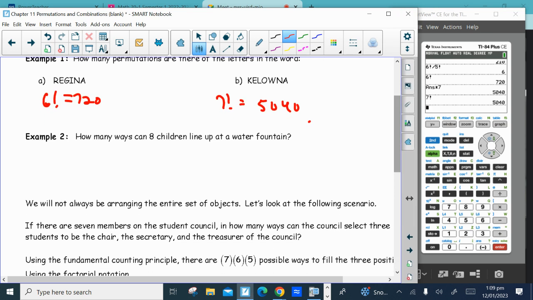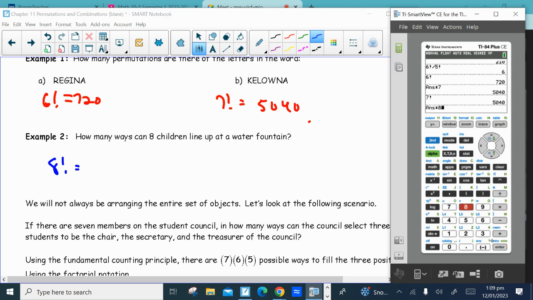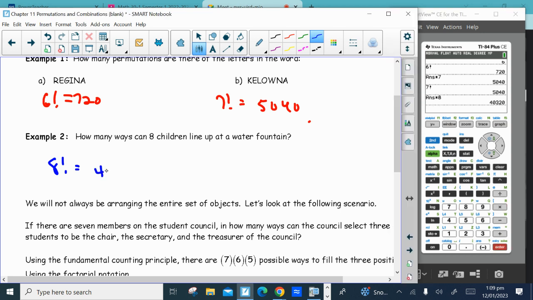Example 2: how many ways can 8 children line up at a water fountain? Well, that would be 8 factorial ways, which we could get by taking the last number, 7 factorial, and multiplying by 8. 7 factorial times 8 is the same thing as 8 factorial. Or if you did 8 factorial, you get the same answer, 40,320.